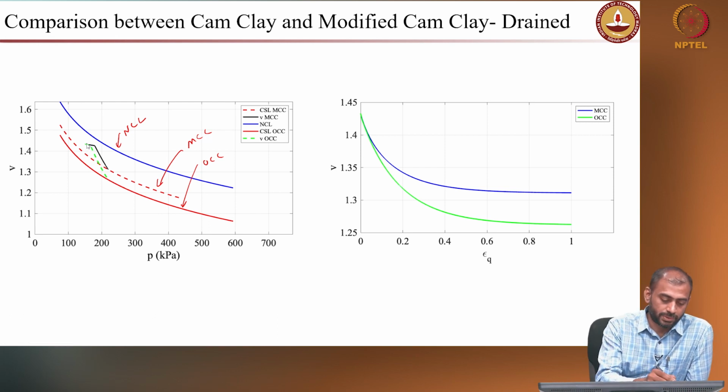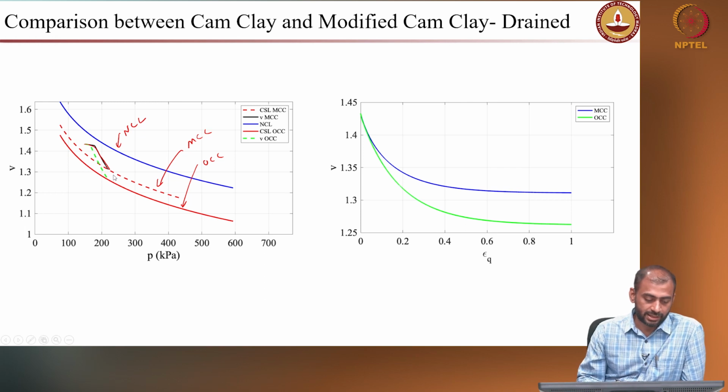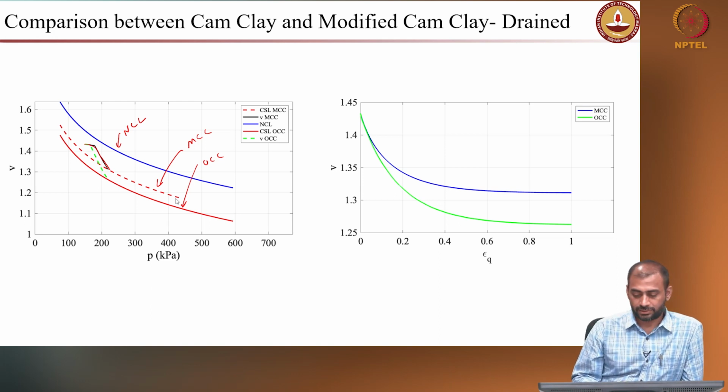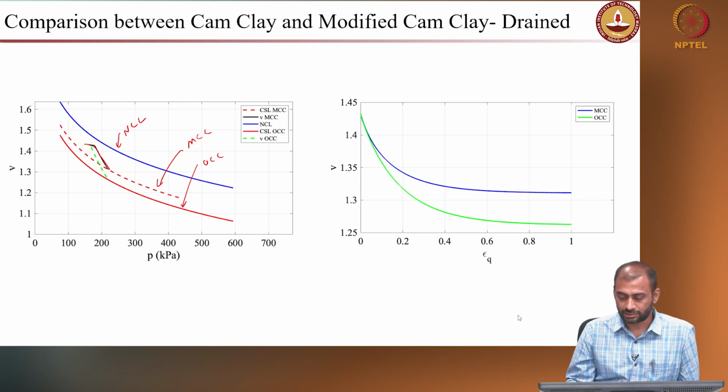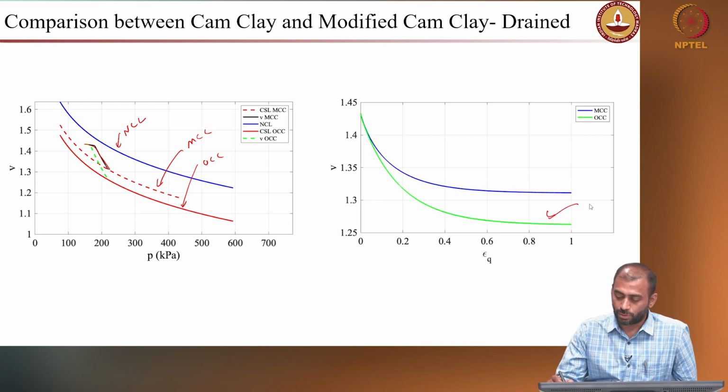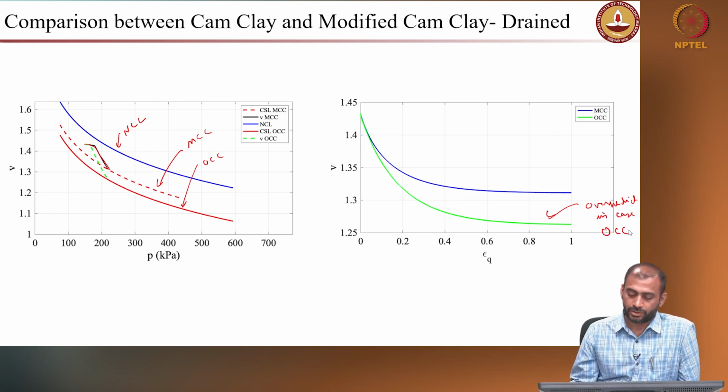So your specific volume actually decreases and reaches your critical state line, right. You can see a difference in the specific volume predictions. This is specifically because of the yield equation that you are using for original Cam-Clay and modified Cam-Clay. The modified Cam-Clay is predicting much better. In the original Cam-Clay, the specific volume is over predicted, as you can also see here, right.